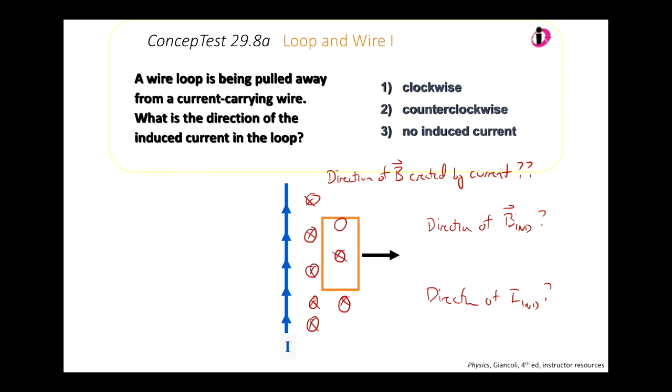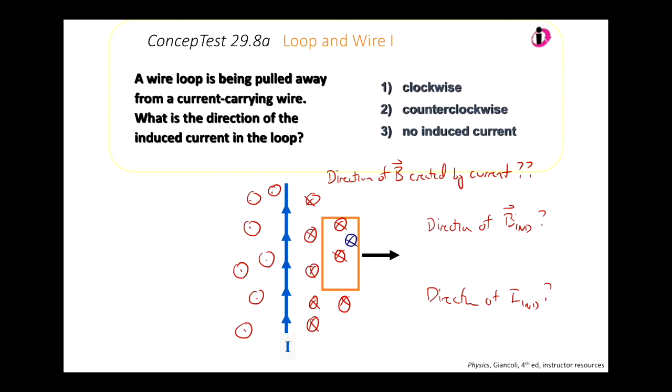Let's draw a bunch of these. And everywhere over here, it points out of the screen. There we go. So it's wrapping around like this. As the loop moves to the right, R is increasing, my distance from the wire that's creating the magnetic field, which means it's experiencing a weaker and weaker magnetic field. Agreed? So that means B induced has to be in which direction?